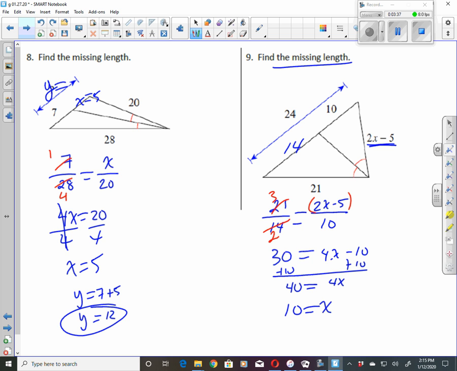They didn't ask us what x was. They asked us what this was. So 2 times 10 minus 5. 20 minus 5 is 15. The missing length here is 15. Let's write it so we can read it.